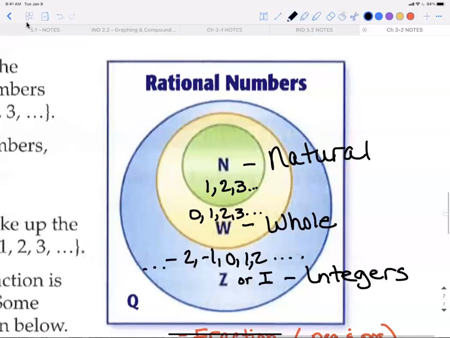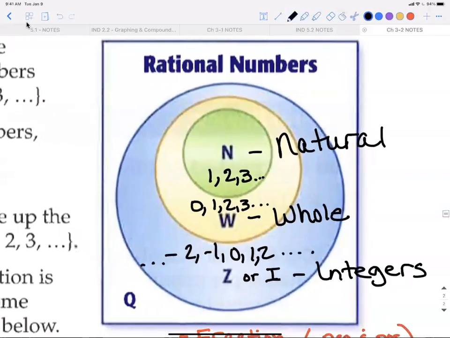And then the last one, that's that outside Q, okay? This Q stands for rational numbers. Or just rational. You don't have to put the word numbers. These are all numbers. I'm not going to put numbers. Rational.